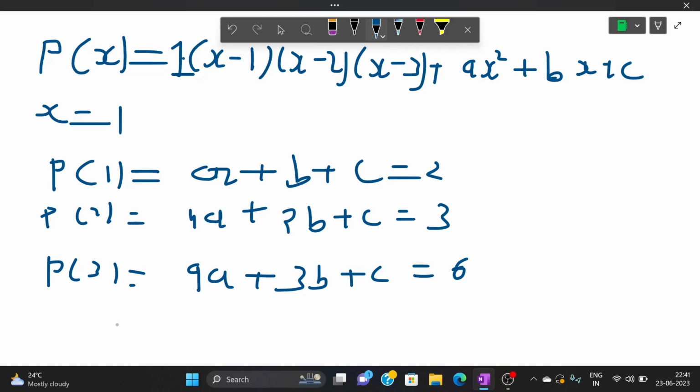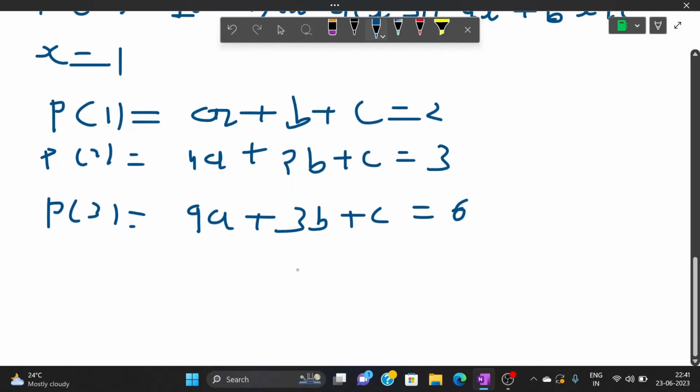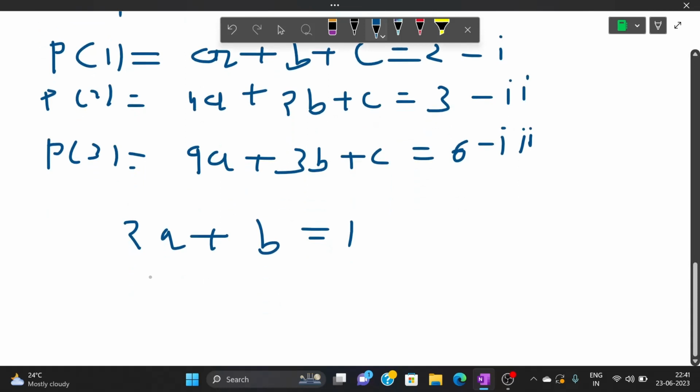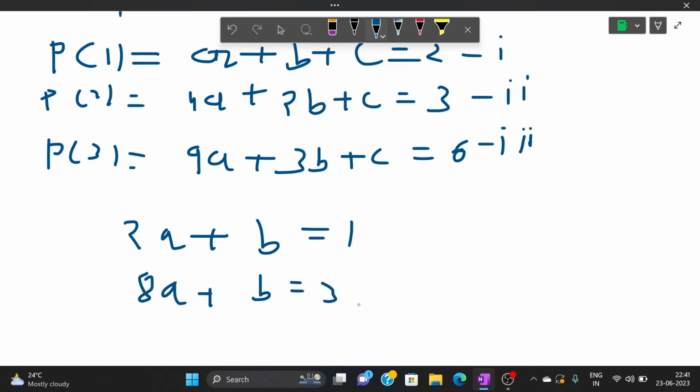Now we need to find A, B, C, solve this system. Let's do it. So let's say this is equation number 1, this is equation number 2, this one is equation number 3. So let's subtract 2 and 1, we will have 2A plus B equal to 1. Subtract 3 and 2, we will have 8A plus B equal to 3.